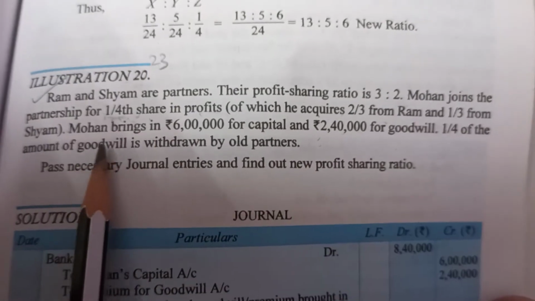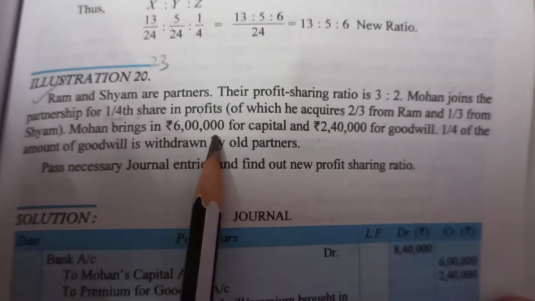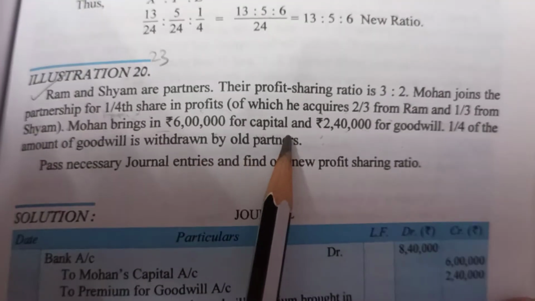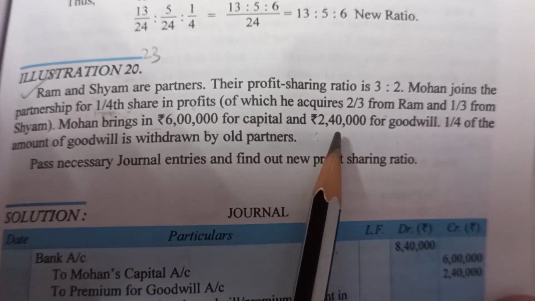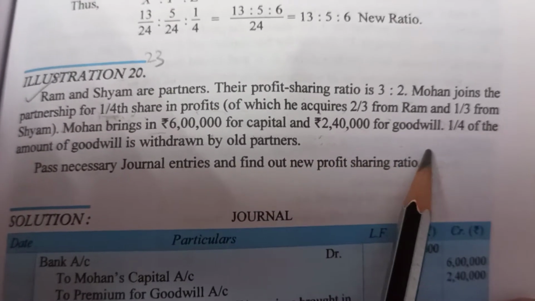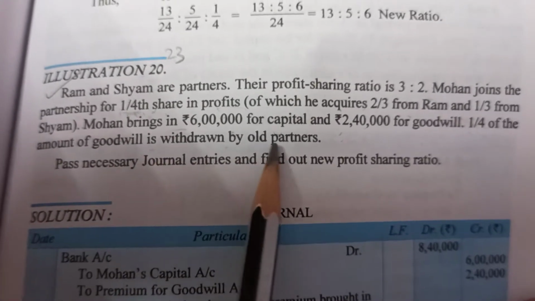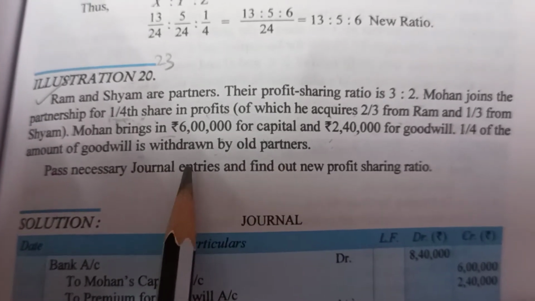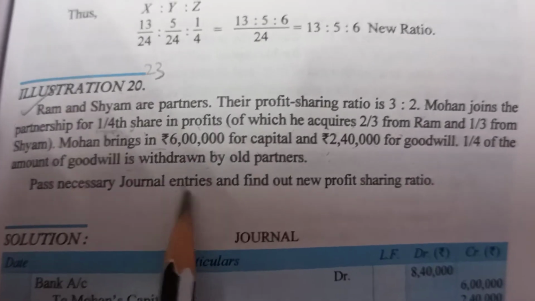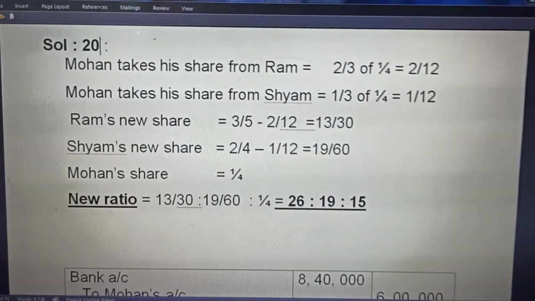After that, the question says Mohan brings in 6 lakh for capital and rupees 2,40,000 for goodwill. 1/4 of the amount of goodwill is withdrawn by old partners. We are asked to pass the journal entry. Let us see now. I have the solution here.